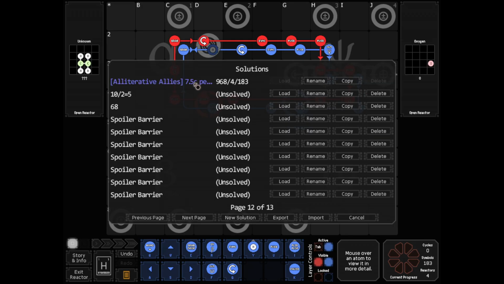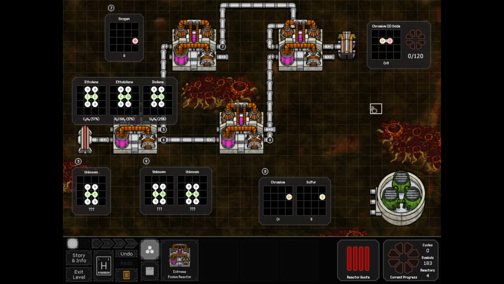Ah yeah, we can run the output somewhere else. That makes sense. Thanks, Big Mango Head.